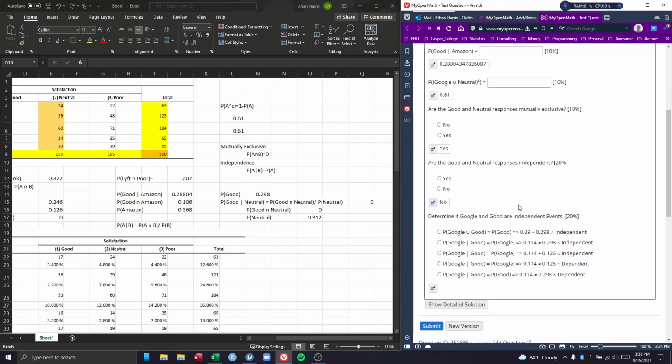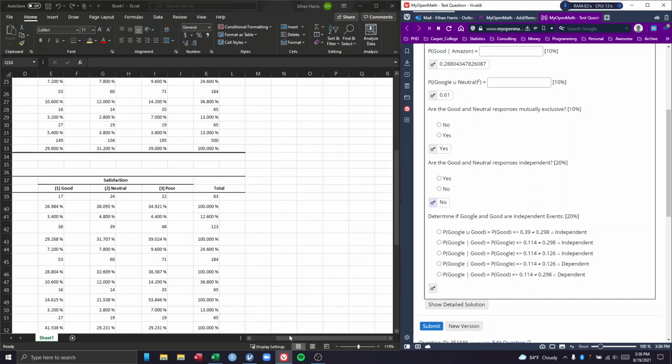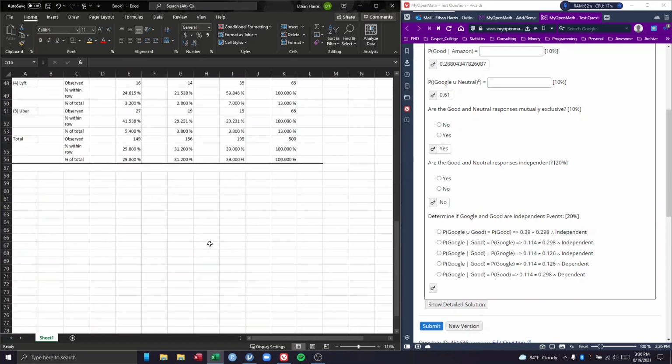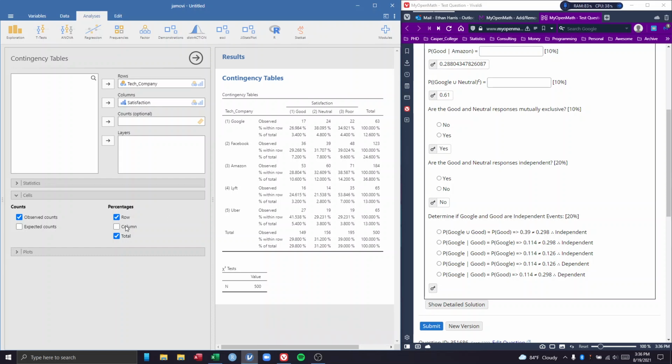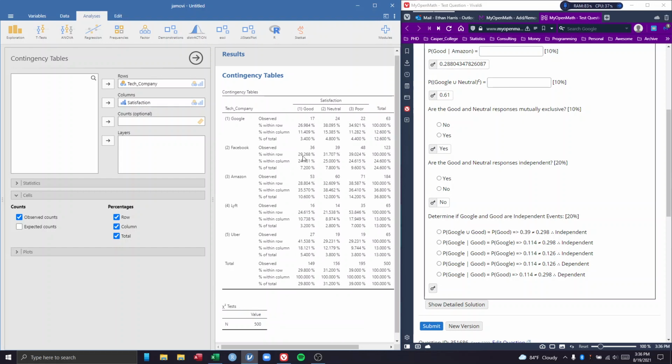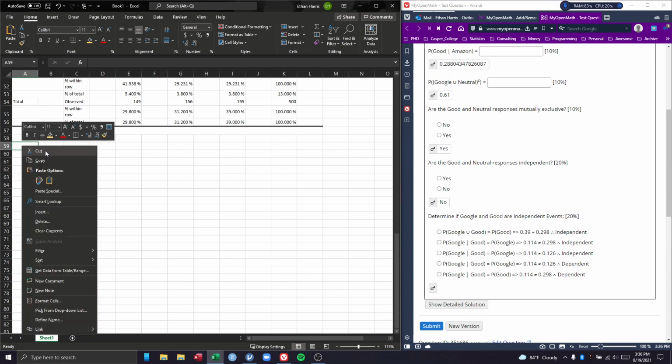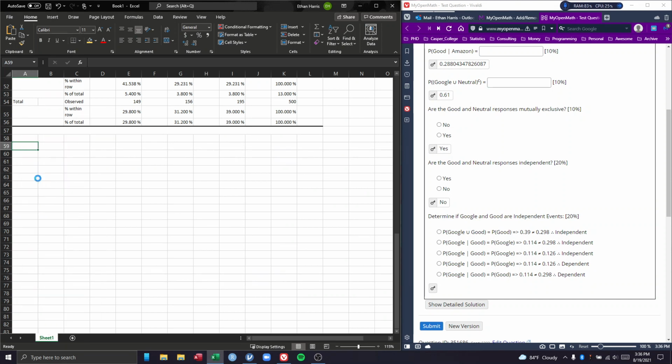Okay, so using that same process, we could go through and do these calculations and see if Google and good are independent events, or we can use some shortcuts again. I'm going to use one more trick up Jamovi's sleeve to answer this last question. So let's go back to Jamovi and click on this final one. We'll do the column percentages as well, copy these over, bring them over to Excel, and paste it in.